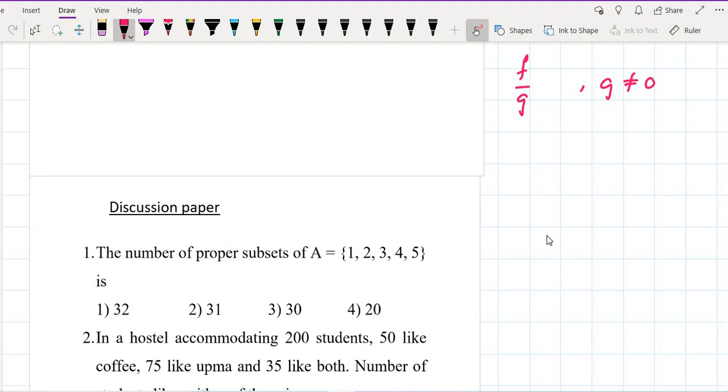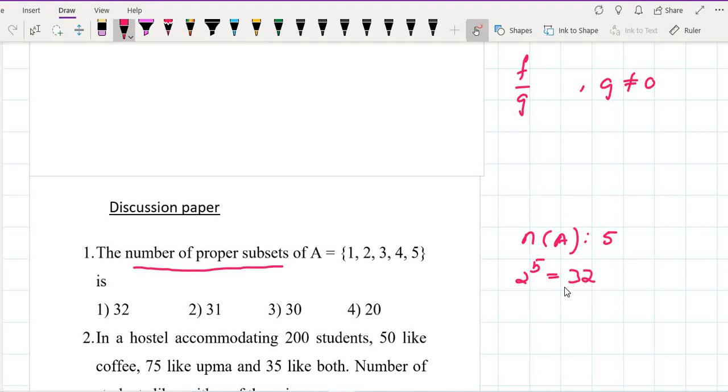So first question. The number of proper subsets of A containing 1, 2, 3, 4, 5. How many entries are there in A now? 5 entries are there. So n of A is 5. The question is the number of proper subsets. Listen to me now. Under subsets, there are two types. One is proper subset, the other one is improper subset. Proper subset means it is properly contained in the set. The improper subset is always 1, that is the given set itself. So here the number of subsets is 2 to the power n, that is 2 to the power 5, that is 32.